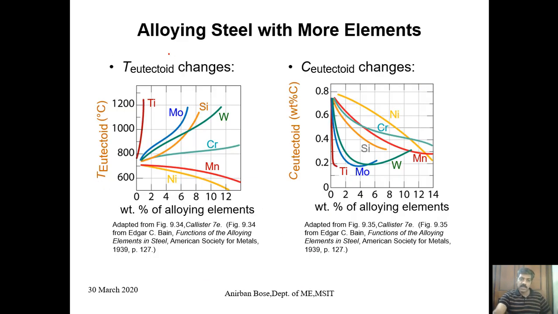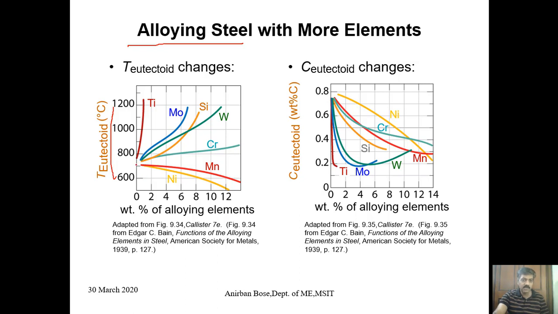Now here you see the effect of the other alloying elements in the steel. Till now what we have discussed is the plain carbon steel. With iron only carbon is present. But if other alloying elements are added, then how the phase diagram is influenced by them, you can see in these two graphical representations. Here you can see the eutectoid temperature. In a plain carbon steel, what you have seen, the eutectoid temperature was 727 degrees centigrade, right?